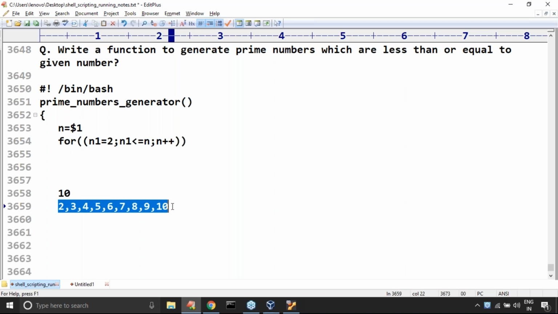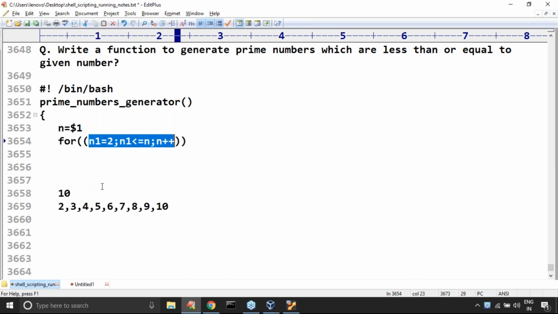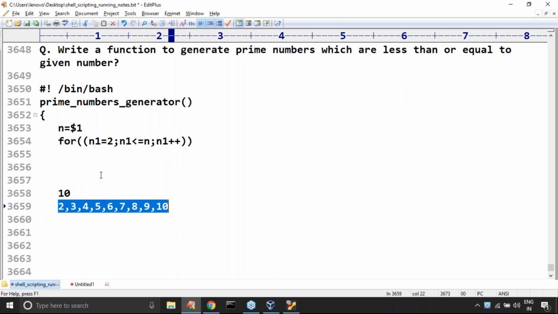Every time we have to test whether this number is a prime number. If it is a prime number, then print that number. If it is not a prime number, then just ignore that number. Any doubt? So it starts from 2 and runs until n, with n1 plus plus. Can you please repeat this loop? Any doubt? Please confirm.